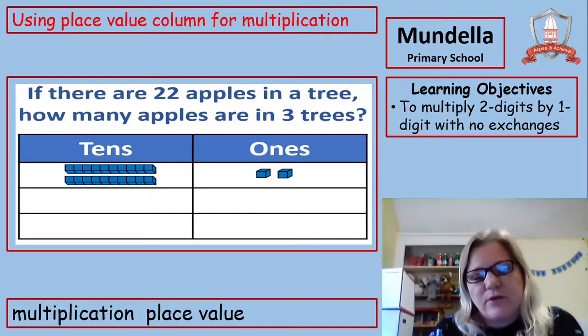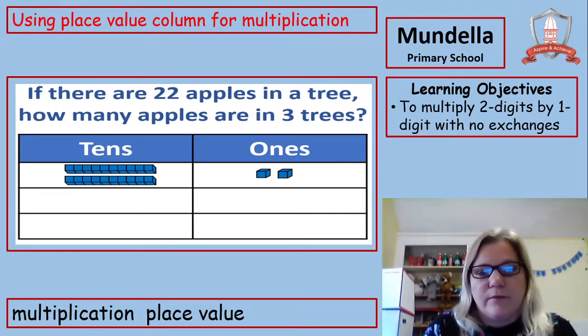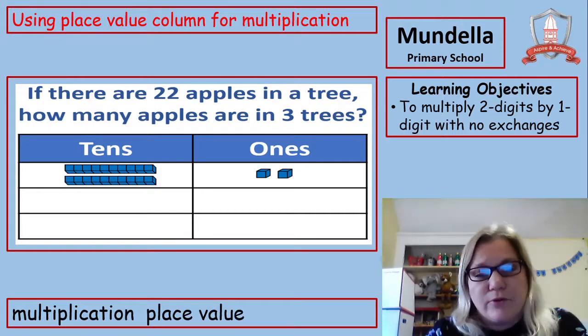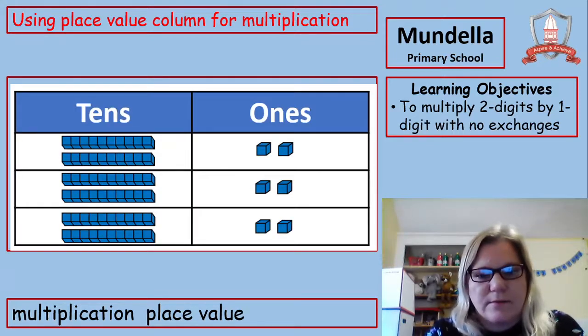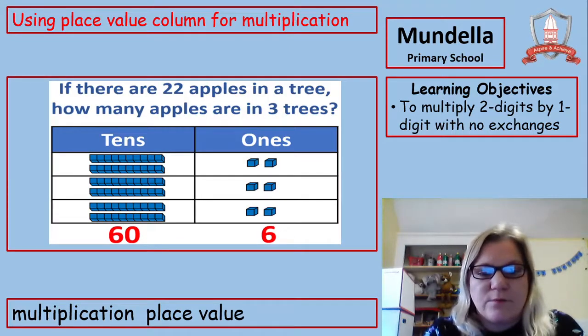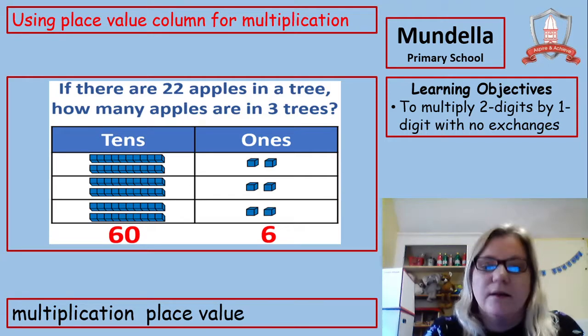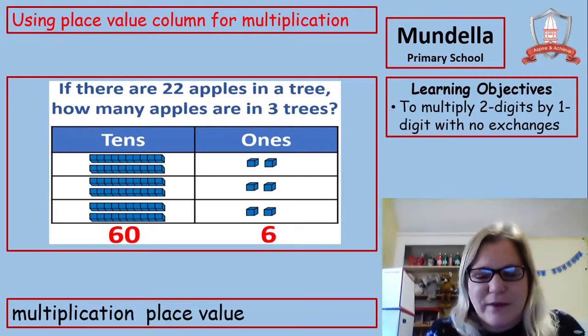So if you can see, we've got 2 10s and 2 1s. So we've got one lot of 22. But that's in one tree. We want to know how many apples there are in 3 trees. So we need to have 3 lots of 22, like this. Then all we need to do now is add how many 1s we've got and how many 10s. And if we do that, we end up with 6 1s and 6 10s, which is 60. And 60 add 6 is 66. Well done if you got that right.